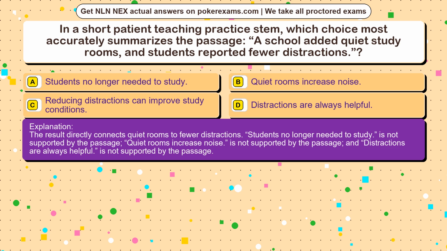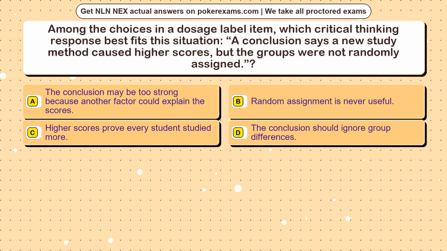Question 15. Among the choices in a dosage label item, which critical thinking response best fits this situation? A conclusion says a new study method caused higher scores, but the groups were not randomly assigned. Option A. The conclusion may be too strong because another factor could explain the scores. Option B. Random assignment is never useful. Option C. Higher scores prove every student studied more. Option D. The conclusion should ignore group differences.